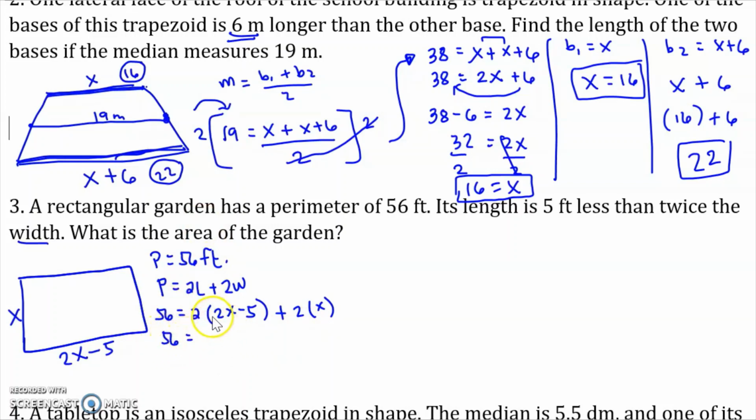56 is equal to, let's distribute the 2. We have 2 times 2x, which is 4x, because 2 times 2 is 4, then just copy x. The second term: 2 times negative 5. Since they have different signs, multiplication is always negative, so 2 times 5 is 10. Where did negative 10 come from? 2 times negative 5 is negative 10. Then positive 2 times x gives positive 2x.